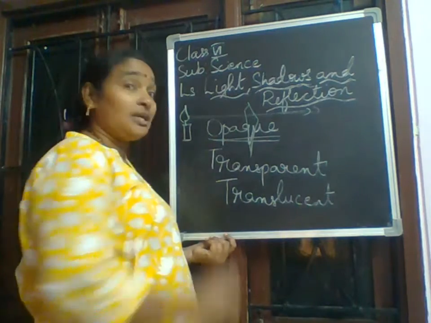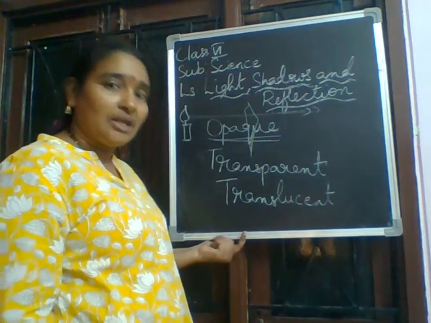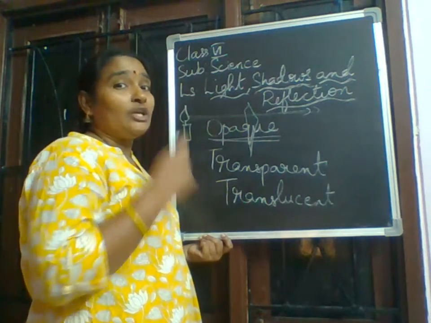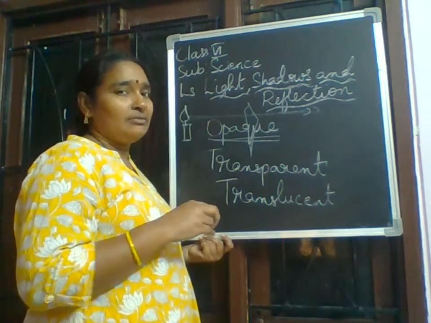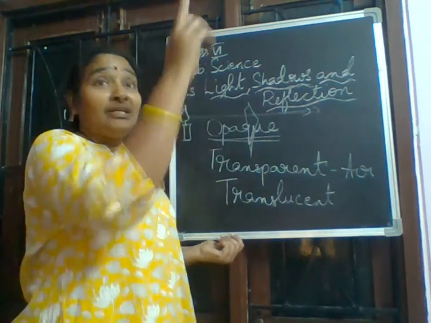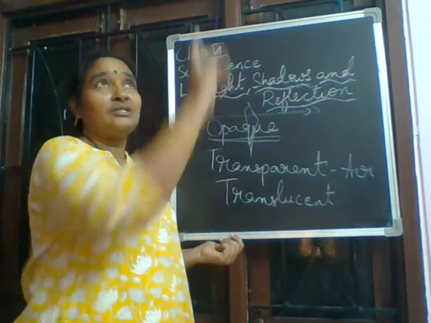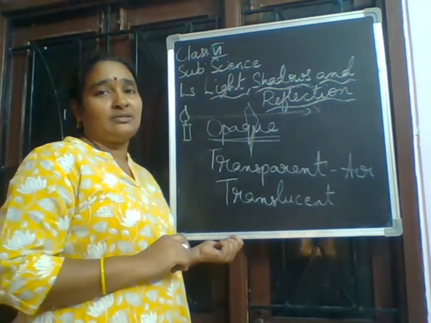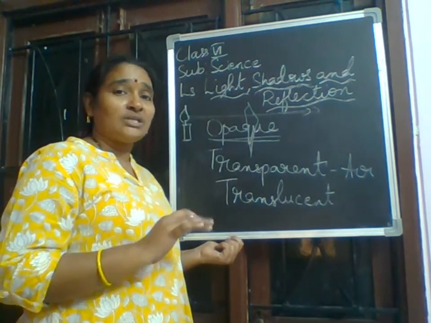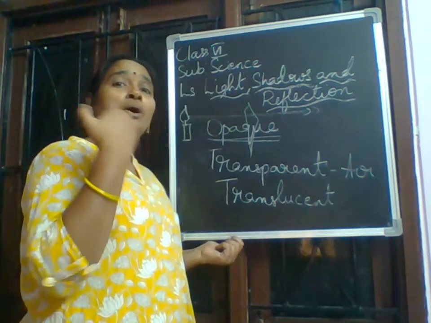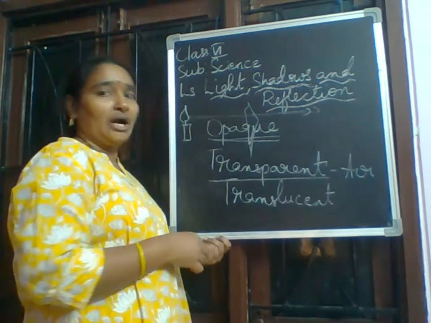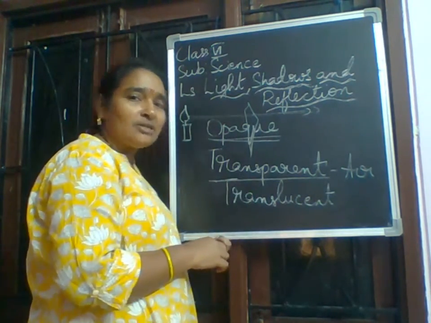Next, there are some materials in nature like air. Here we have air. We cannot see it, but we can feel it. I am taking air as the example. But light is passing through it, no? Here I have switched on my tube light, and I can see everything. Why? Because air allows light to pass through it. Such materials or substances are called transparent materials.